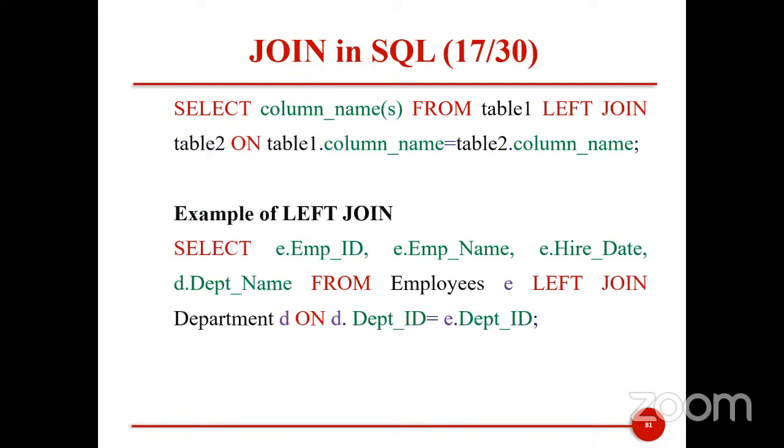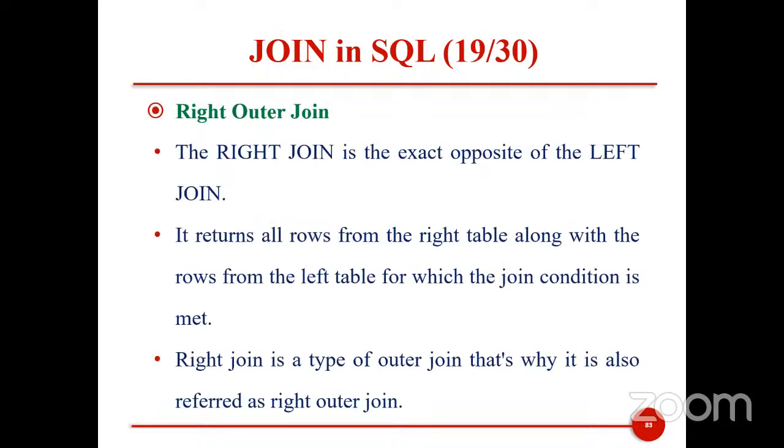For example, the syntax is select column names from table 1, left join table 2 on table 1 dot column this, table 2 dot column this. We can see that example later. Then we have right outer join. The right outer join is the opposite of left outer join. Instead, it will now display for you the complement of set A. So the right outer join is the exact opposite of left join.